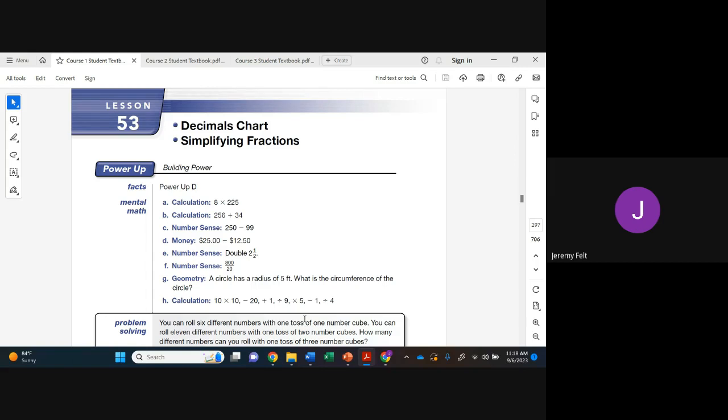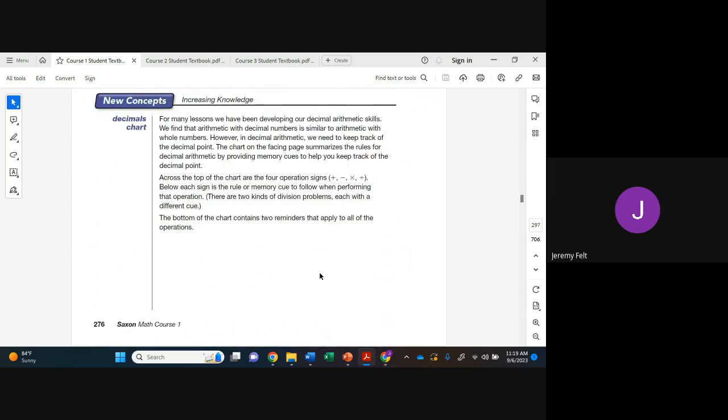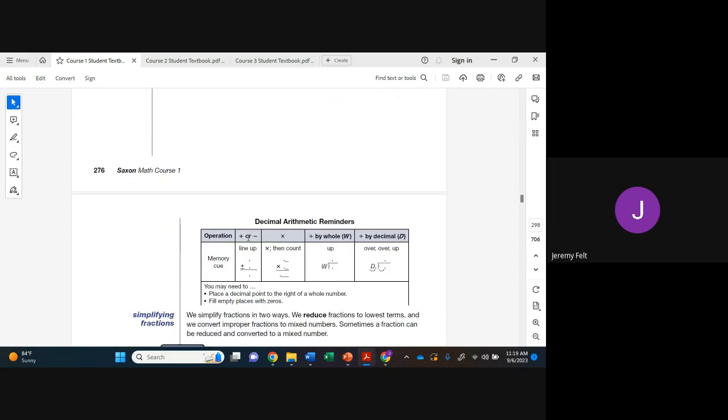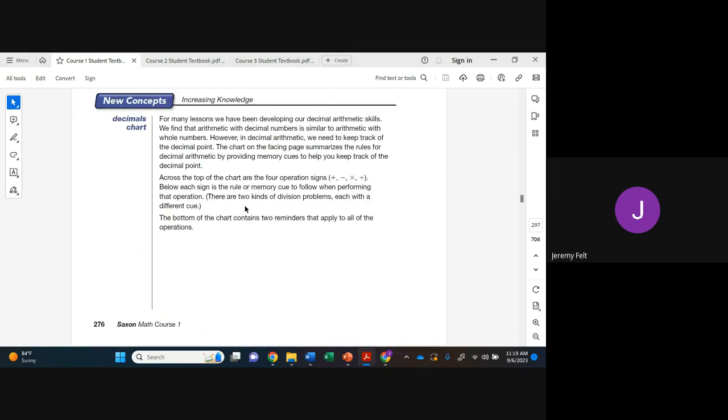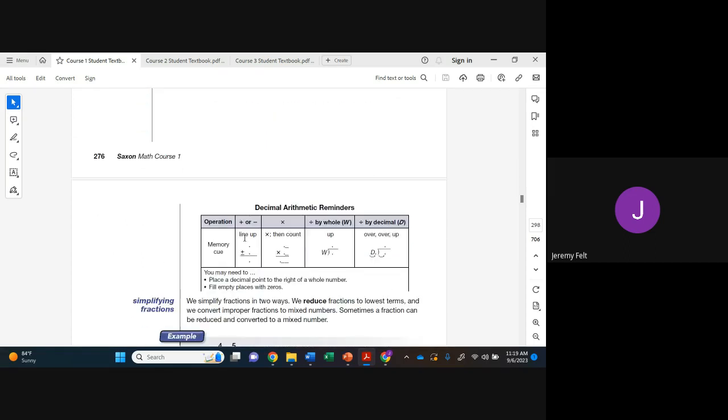So we're continuing to work with decimals, and then working to simplify fractions. We've done a lot of this already when we're calculating products, quotients, and things like that. So decimal charts, again, if we're adding or subtracting, and we can read through this all, or it's summarized down here. So when we're performing addition, subtraction, multiplication, division, here are the rules that we follow, especially if we're doing it by hand.